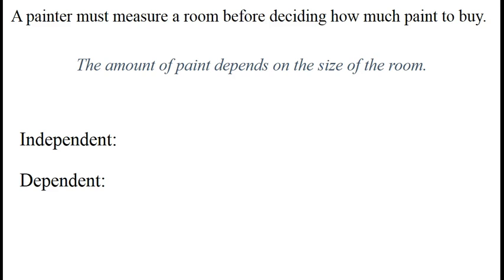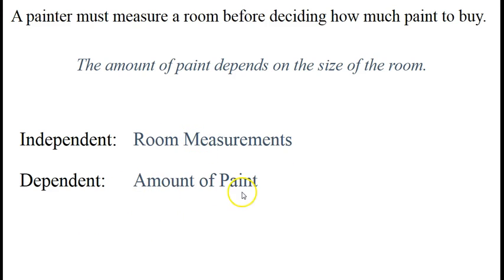Meaning that our independent variable is the size of the room, because the amount of paint, that's dependent. It depends on the independent variable. Independent variable, room measurements, dependent, amount of paint. Let's look at one more.